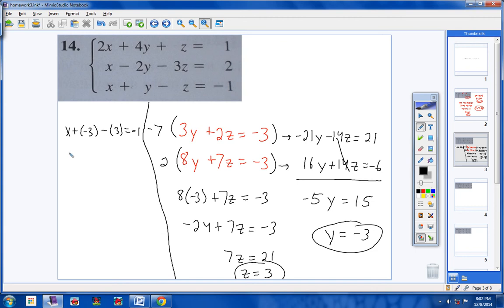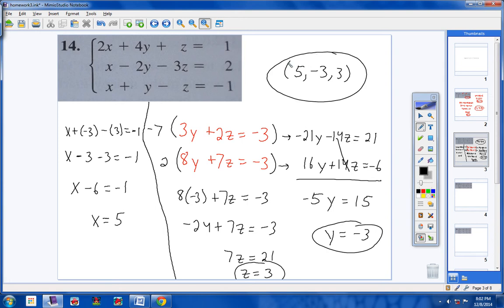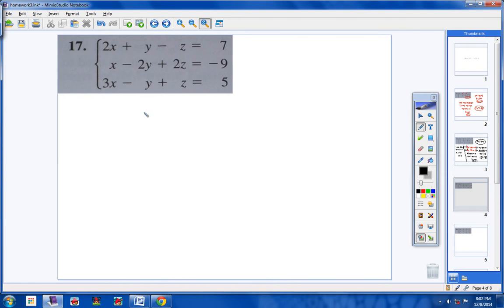So now let's solve for x. X plus negative 3 is negative 3, negative plus 3 is negative 3, equals negative 1. X minus 6 equals negative 1. Bring your 6 over, make it positive. X equals 5. So we have 5, comma, negative 3, comma, 3. And that's the answer to number 14. Okay, moving on to number 15, number 17.